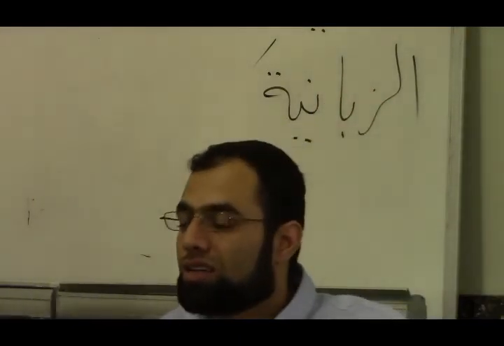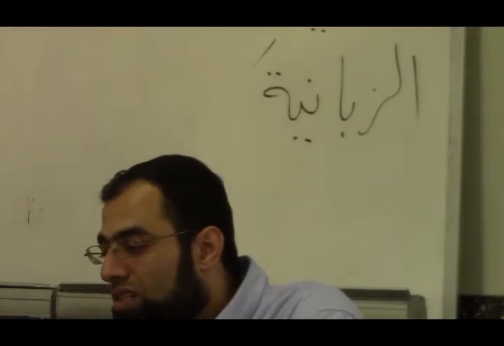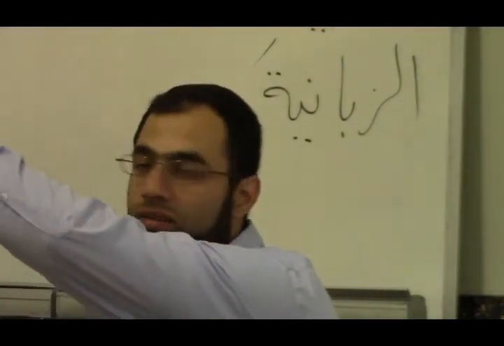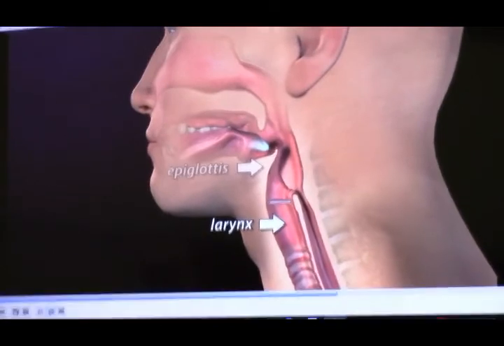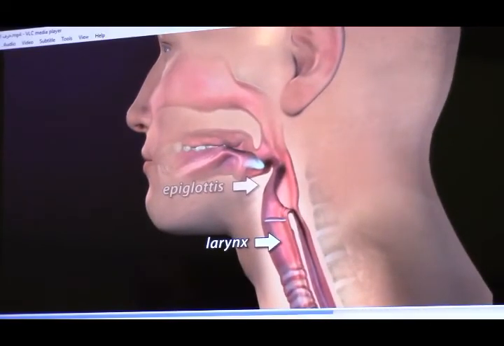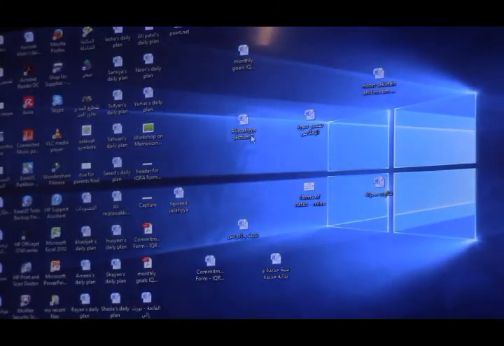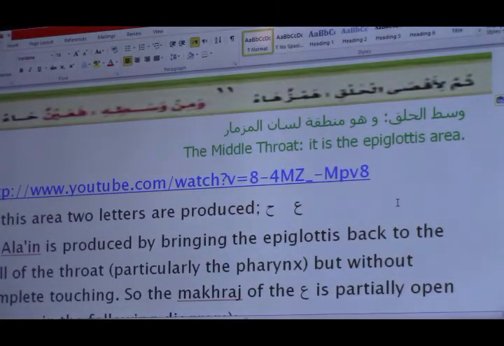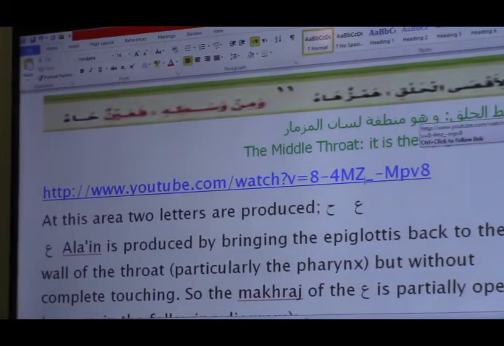Did you see? So we can say this is the Ha, as you can see here. The epiglottis goes back to the back wall of the throat, but in the Ain it goes back more, like this. Let's say this is the Ain. Let's say this is the Ha. A little bit less. Clear? I don't think we can be clearer than this. Okay. So that is how the Ain is produced.